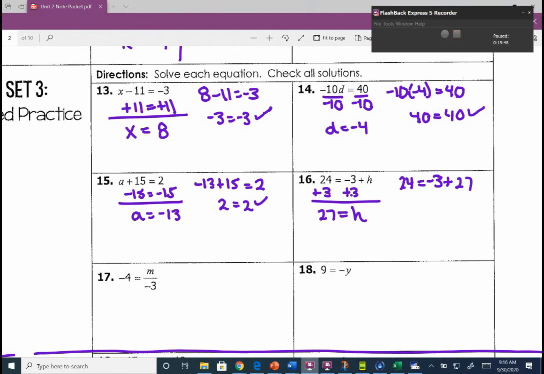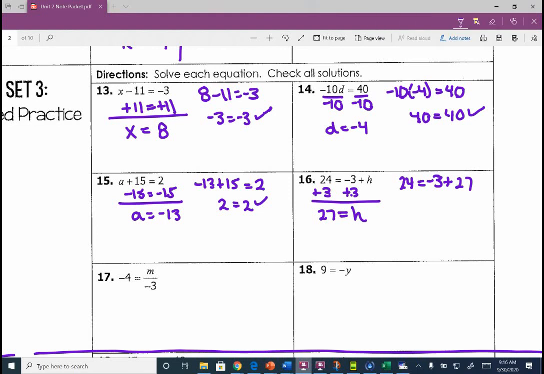We check out. In number 17, we have m divided by 3. Remember that fraction bar means division. So to undo that division, we're going to multiply both sides by -3. So we end up with -3 times -4 is +12, and we're left with just an m over on the right. To check, -4 equals, we put 12 in for m. 12 divided by -3 is -4. It checks.